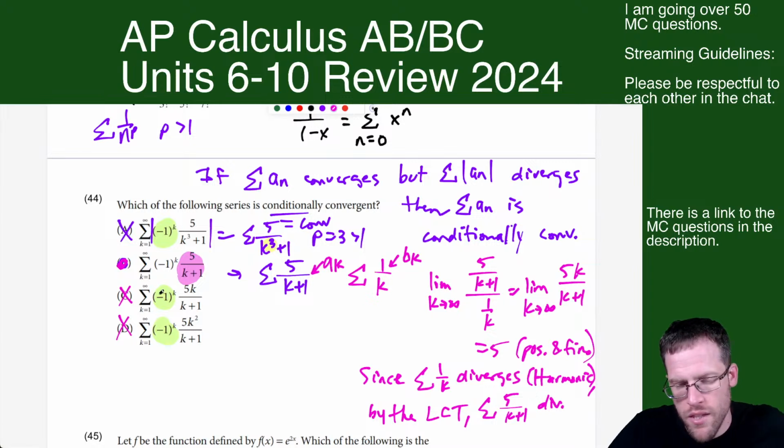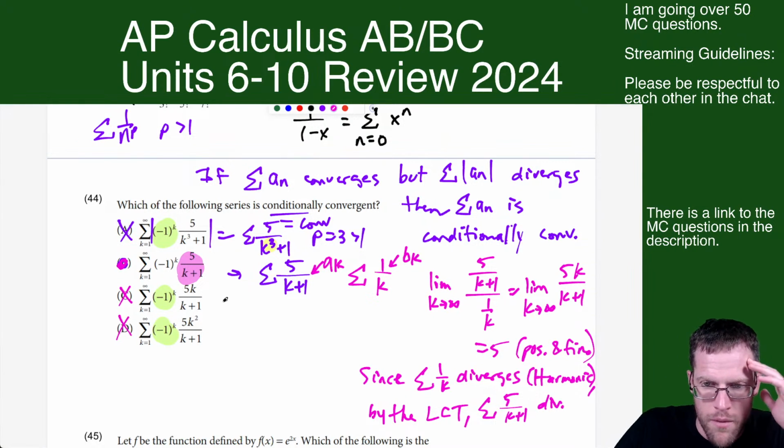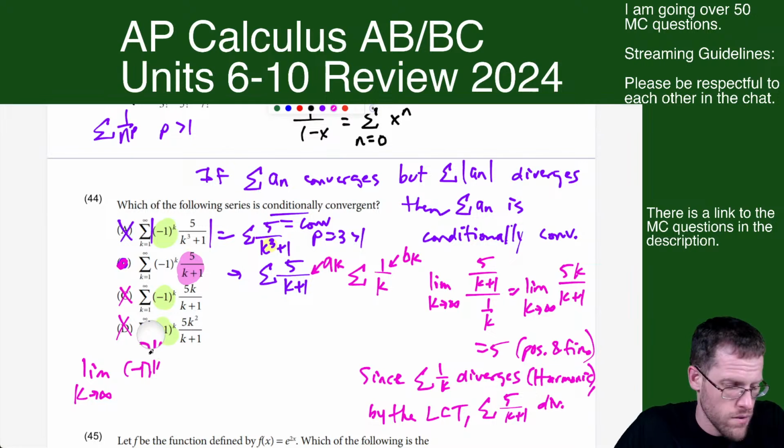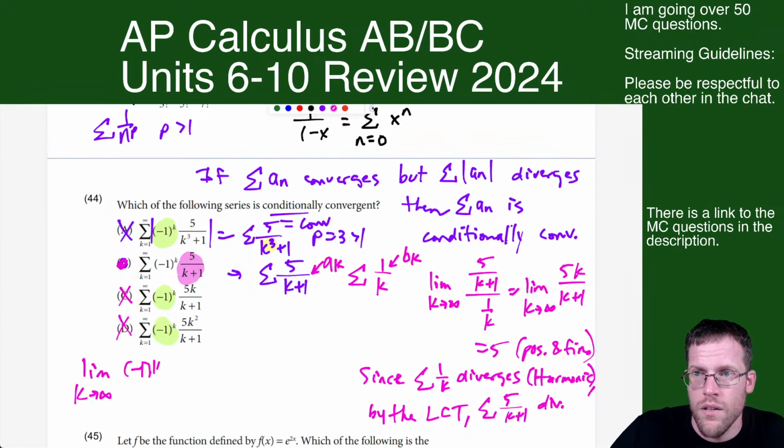The original and the absolute value diverge because of the nth term test, the limit as k goes to infinity of negative 1 to the k. Oops.